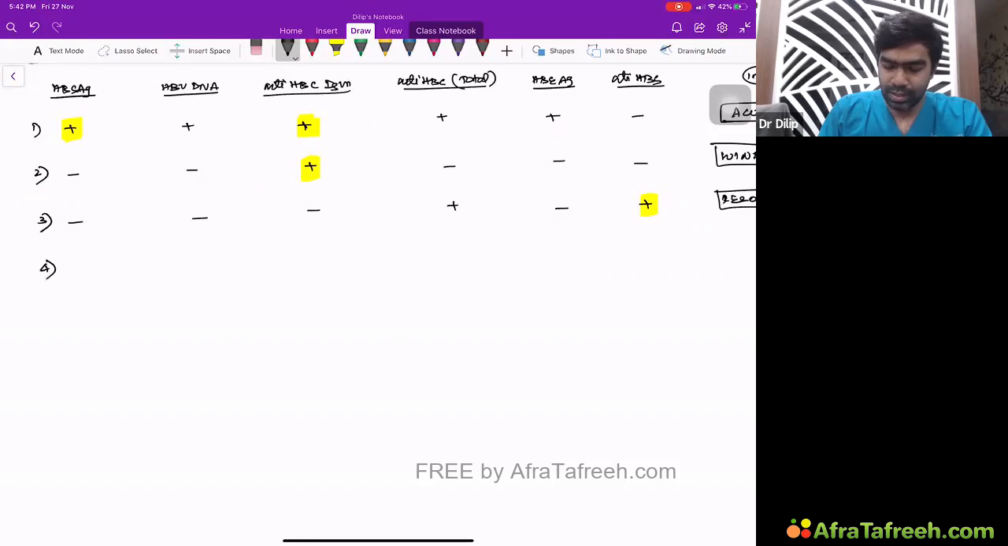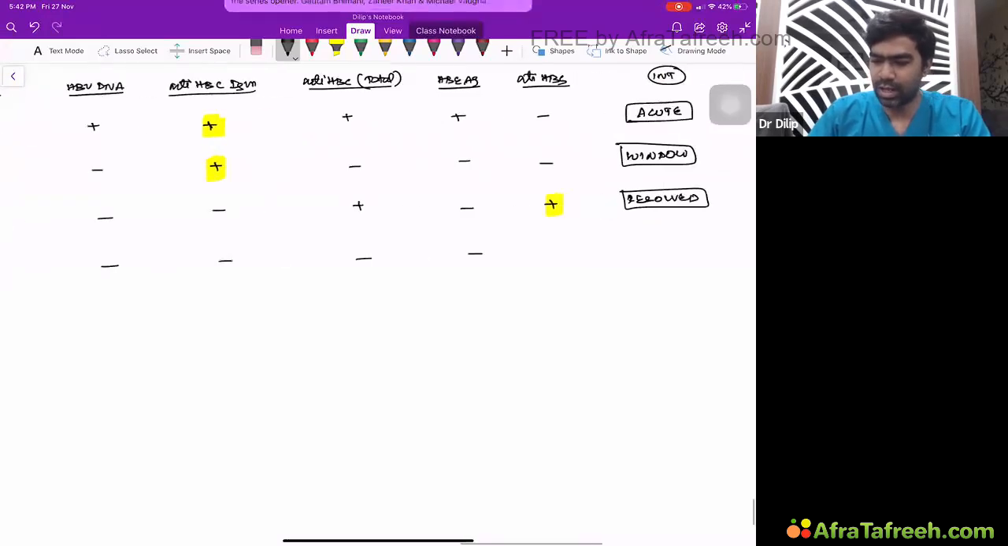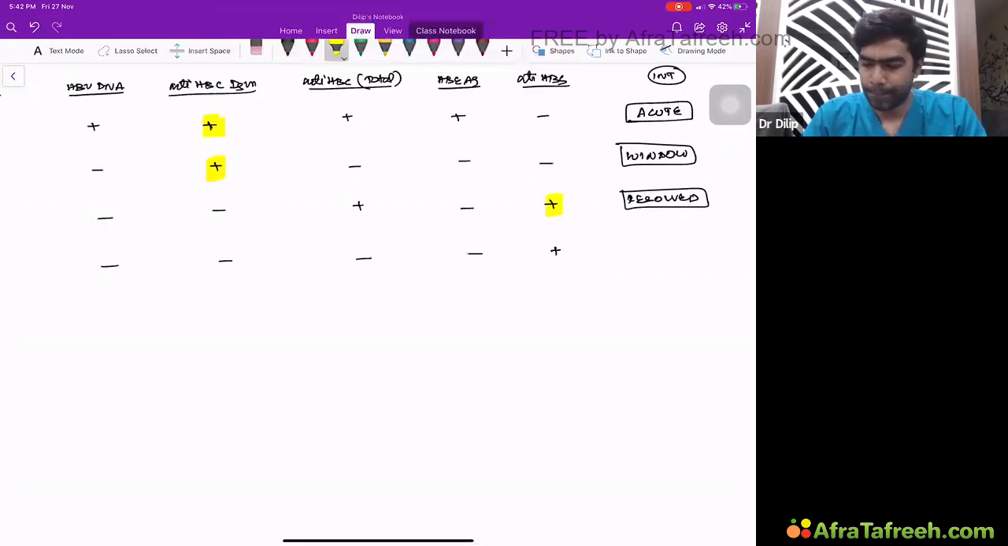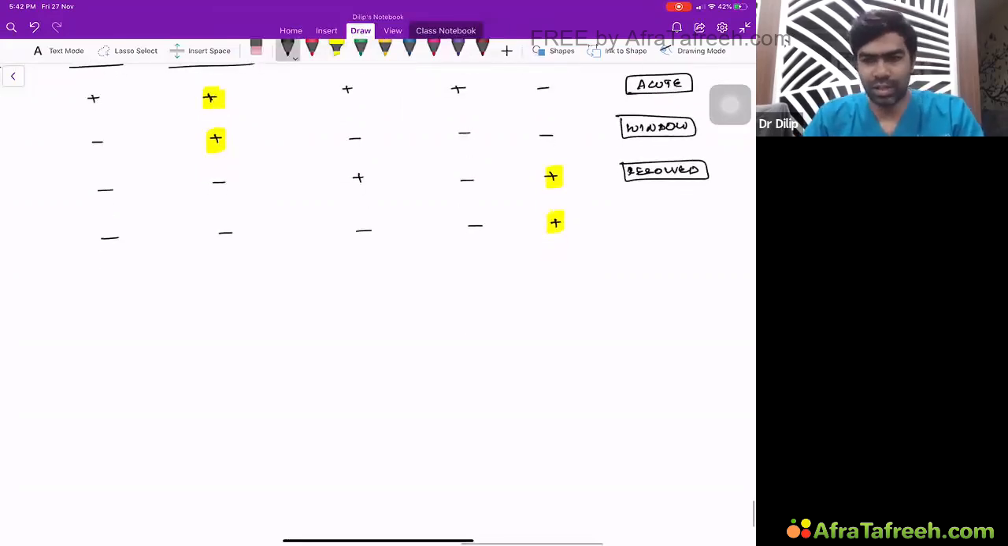And number four: HBsAg negative, DNA negative, IgM negative, anti-HBc negative, HBeAg negative, anti-HBs alone positive. So what is the inference here? Isolated anti-HBs positivity. Yes, this is a very straightforward, easy one. This is a vaccinated status. Correct. So this is a vaccinated individual. You have isolated anti-HBs positivity.